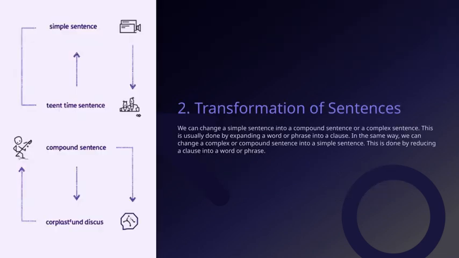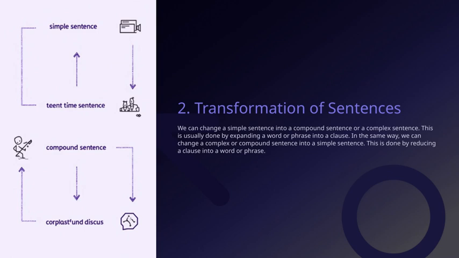Let's talk about the transformation of sentences. What this really means is that we can change a simple sentence into a more complex one, like a compound or a complex sentence. This is usually done by expanding a single word or a phrase into a full clause, which adds more detail or explanation. Conversely, we can also simplify sentences by reducing a clause back into a single word or phrase. This way, we make sentences more concise.